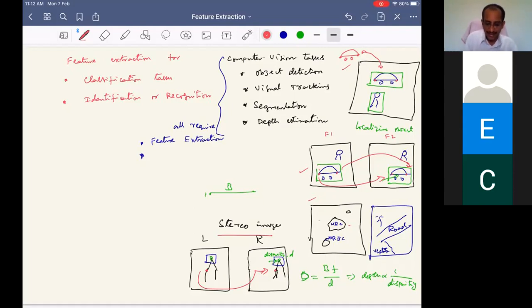So what is the other important subtask that is common for all these computer vision tasks, that is required for all of them? What is the other thing that is important for all these tasks to accomplish? Template matching. What's that? Template matching.